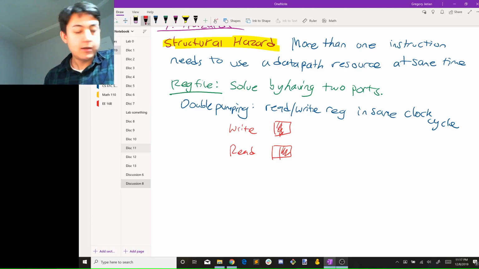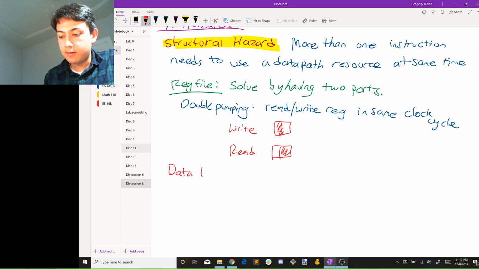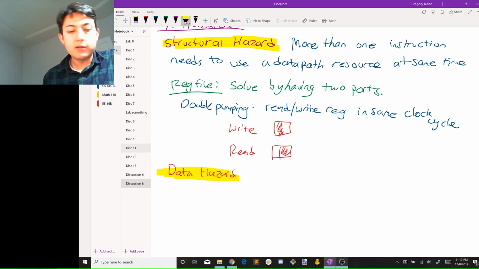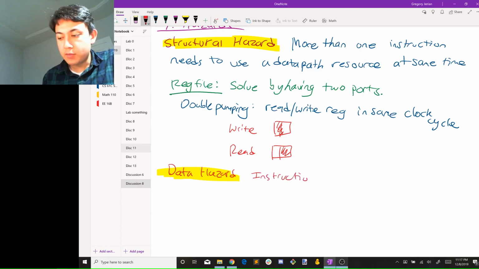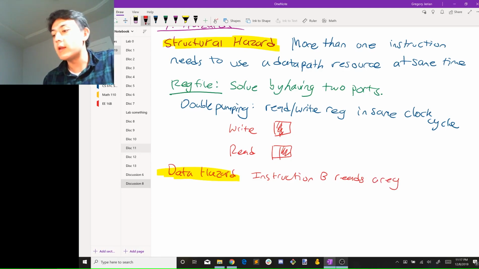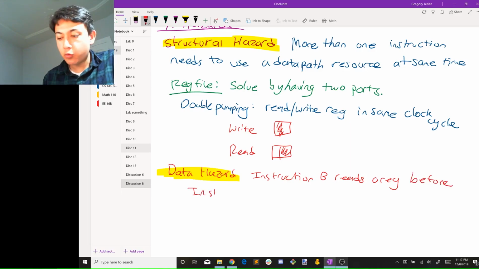Okay, so the second type of hazard I want to talk about is a data hazard. There are a lot of different types, but the general idea of a data hazard is that there are data dependencies between some instructions. Usually instruction B is reading a register, but instruction A was supposed to write to it one instruction beforehand, and it wasn't able to do it in time because of how the instructions were set up. So instruction B reads a register before instruction A can even write to it.